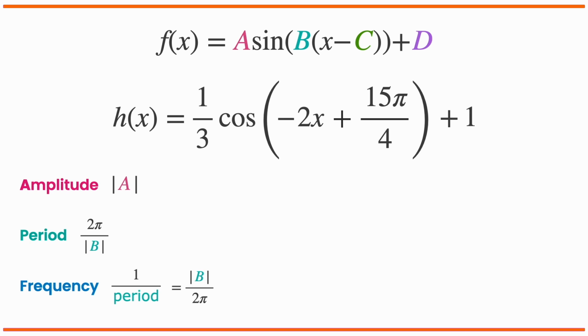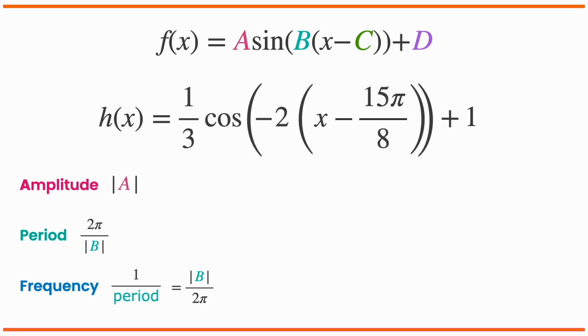This time we're asked to find the amplitude, period, and frequency, which means we need to identify the a and b parameters in our equation. Also, remember that even though this is a cosine function, the pattern is the same as for sine. First, let's rewrite our function to match the general form by factoring out negative 2 from the terms inside cosine. Now we can more clearly see that the value of a is 1/3 and the value of b is negative 2. To find our amplitude, we'll calculate the absolute value of a, which is simply 1/3.